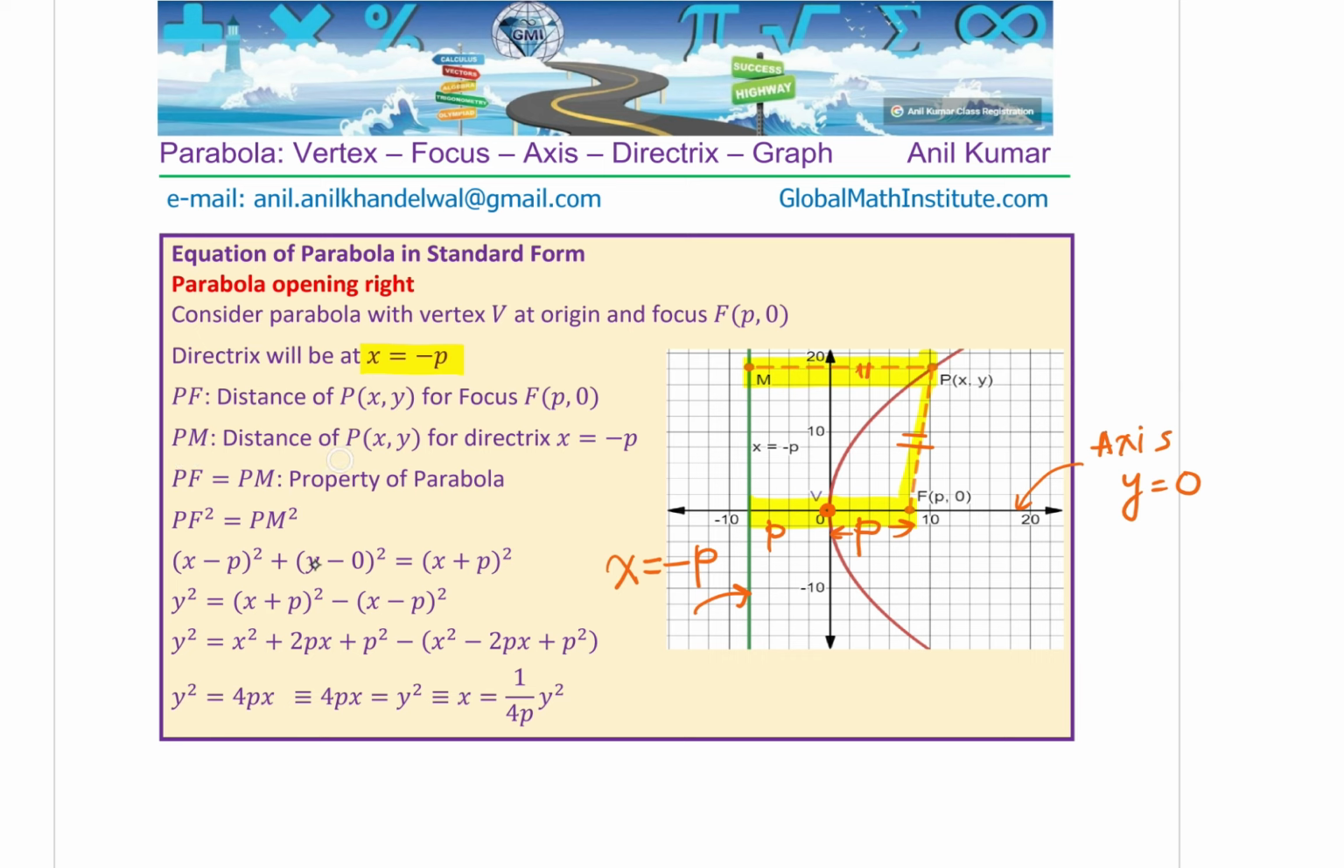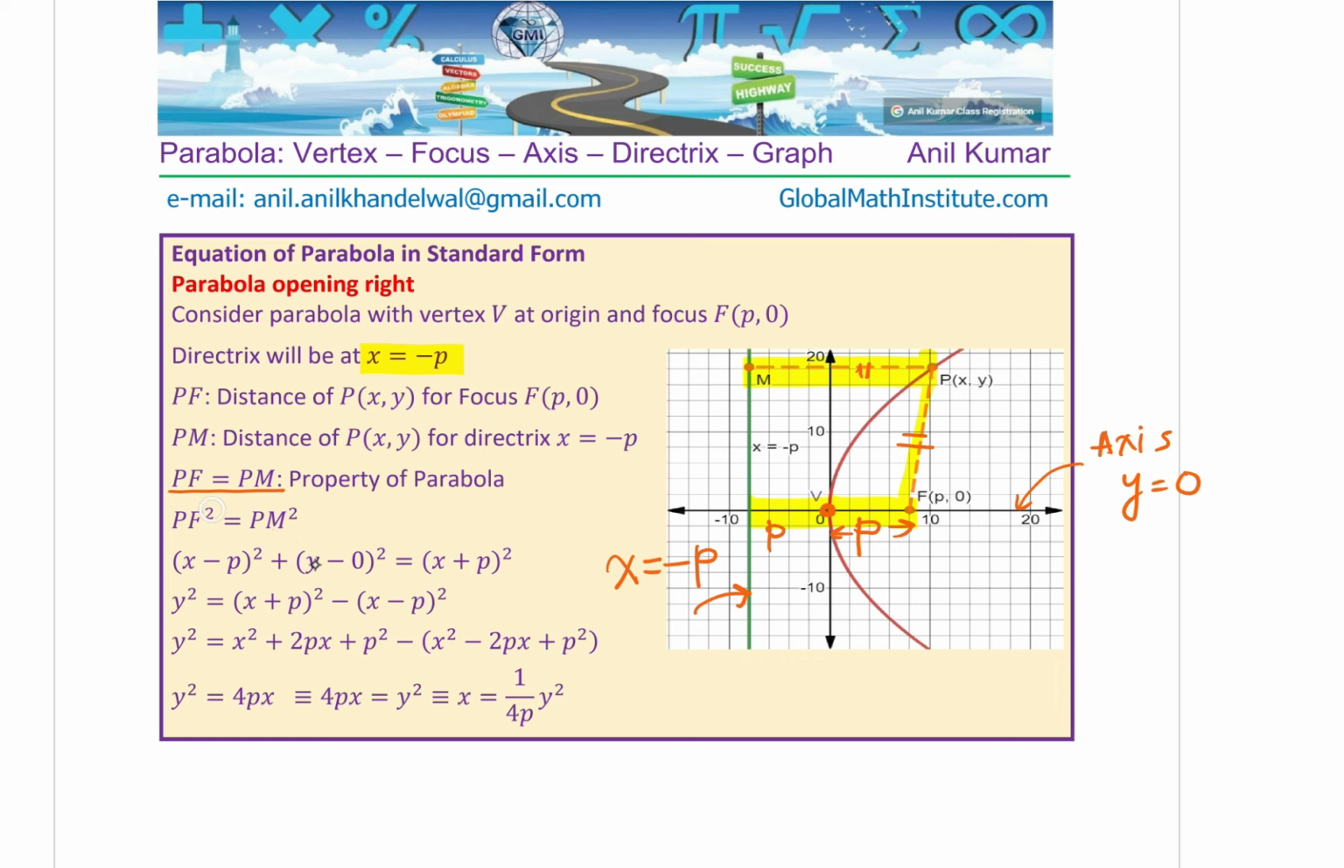PM is the distance of point P(x, y) from the directrix x equals minus p. Now from the property of parabola, we have PF equals PM. Now, how do we find PF? Well, we are given the coordinate points, P being (x, y) and F being (p, 0), so we'll use the distance formula. It involves a square root, so why not square both sides? If PF equals PM, then PF square equals PM square.